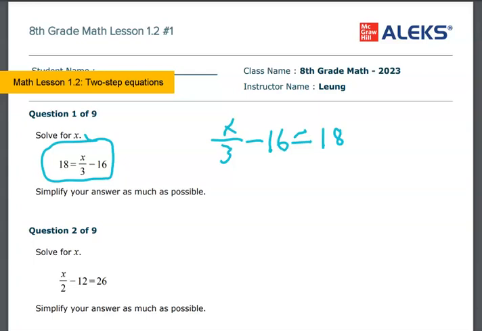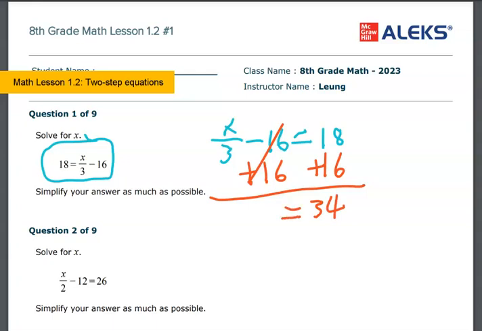This 16 is a minus 16, so again, we do the opposite. So if we see minus 16, I am going to add 16. That means I add 16 on this side. This here becomes 0. Another way you can think about it is they cancel out. 18 plus 16 is 34. And then I'm left over with x over 3.